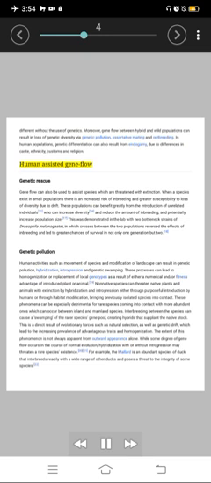Human-assisted gene flow. Genetic rescue. Gene flow can also be used to assist species which are threatened with extinction. When a species exists in small populations, there is an increased risk of inbreeding and greater susceptibility to loss of diversity due to drift. These populations can benefit greatly from the introduction of unrelated individuals, who can increase diversity and reduce the amount of inbreeding and potentially increase population size. This is demonstrated in the lab with two bottleneck strains of Drosophila melanogaster, in which crosses between the two populations reversed the effects of inbreeding and led to greater chances of survival.